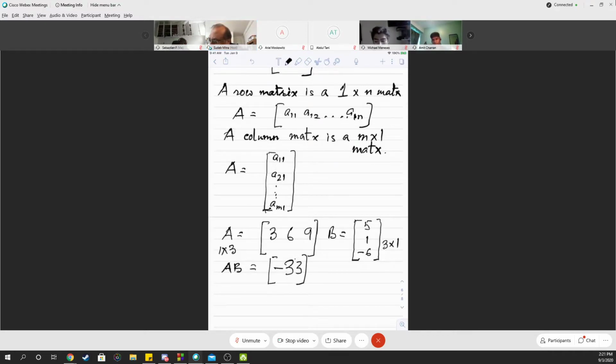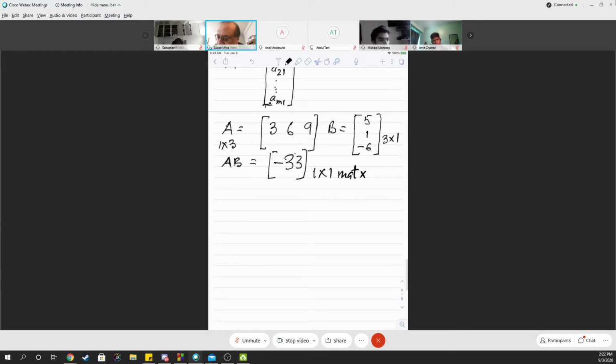Let's check it. 15 plus 6, 21. 54 minus 21, 33. Yeah, minus 33. So it is just a 1 by 1 matrix. That means it has one row, one column. That means it has only one entry. Okay? Good. Now I will ask you to practice some questions.